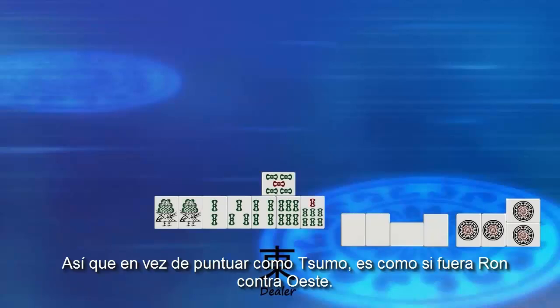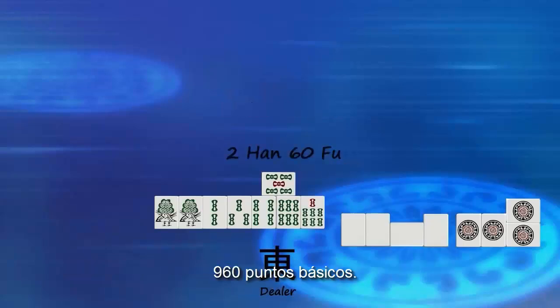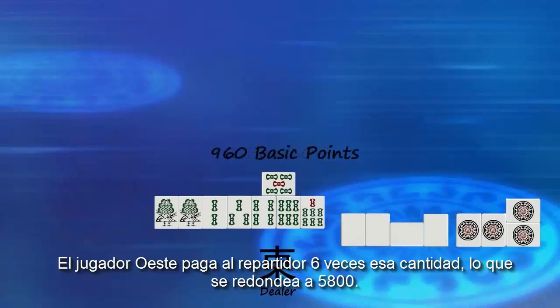So instead of scoring the hand as a Tsumo, it is scored as a Ron against West. The hand has 60 Fu, and 2 Han from the Yaku White Dragon and Ryanhan Kaiho. 960 basic points. West pays the dealer 6 times the basic points, which is rounded up to 5,800.